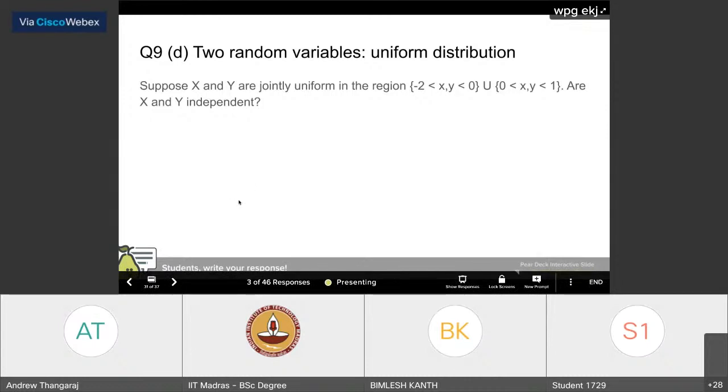Are X and Y independent? That's the question. Okay, so this is the last question for the day.